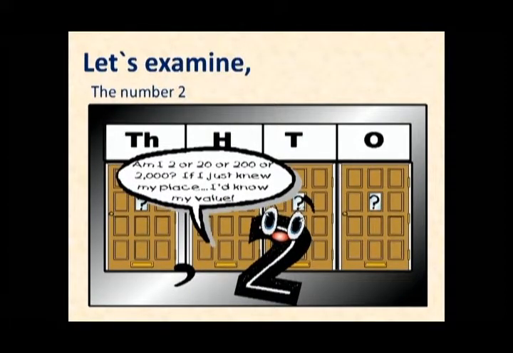Let's examine the number 2. Number 2 is asking us a question. It's saying something here. When you look at number 2, am I 2 or 20 or 200 or 2000? If I just knew my place, I would know my value.